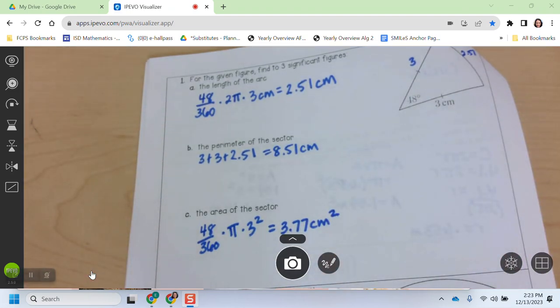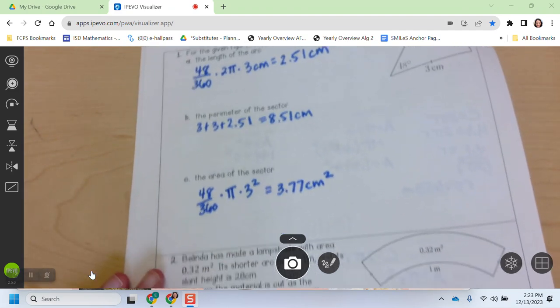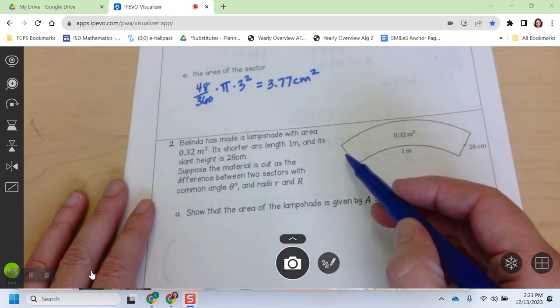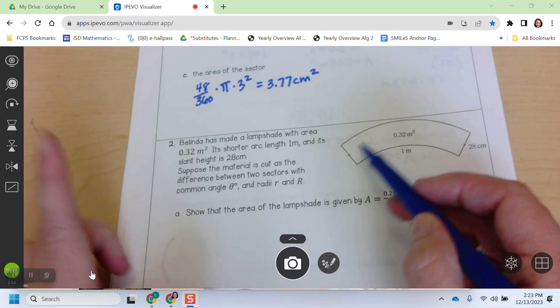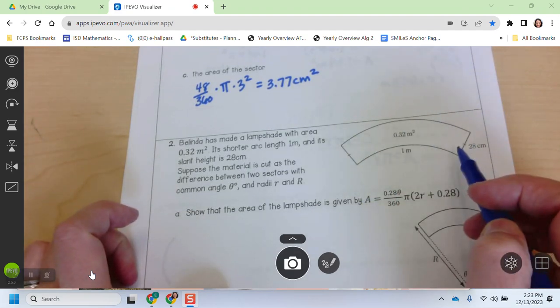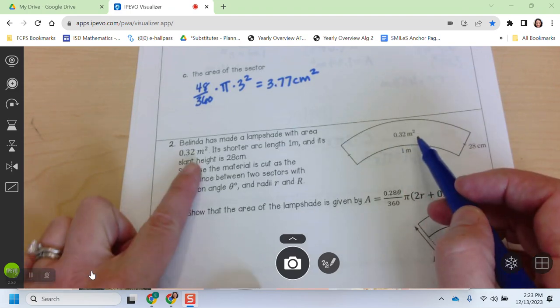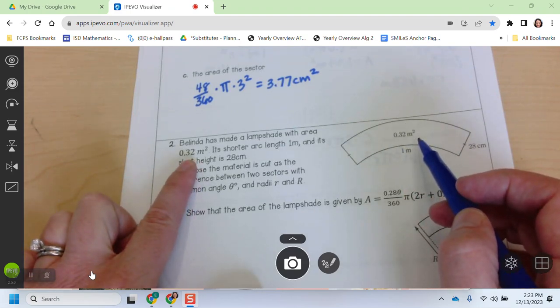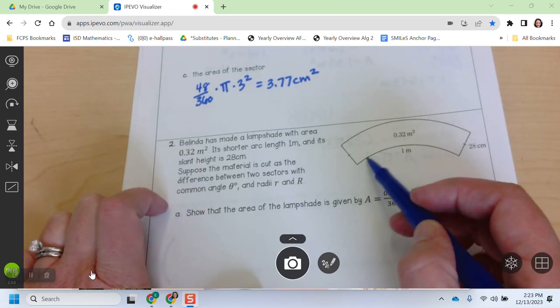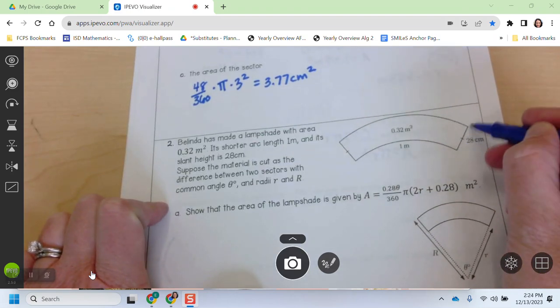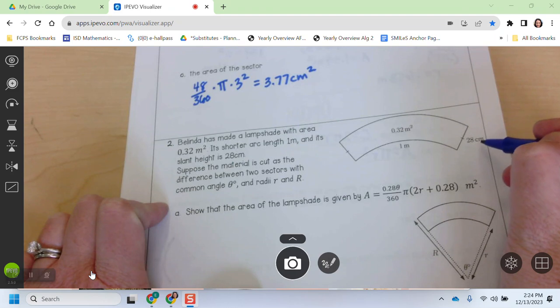All right, so we are on now to a more theoretical problem about Belinda and a lampshade. If you were to fold up or make a circle out of this shape here, it would look like a lampshade. The area of this lampshade is 0.32 square meters, and the length of the shorter arc is 1 meter. It has a slant height here of 28 centimeters.